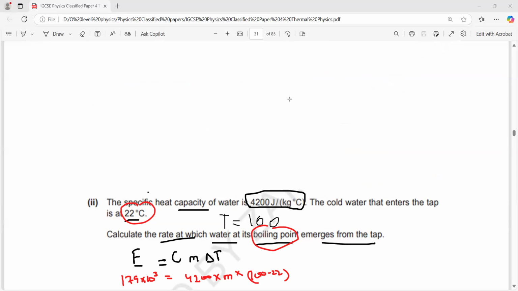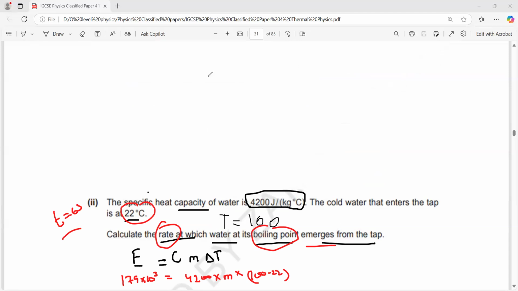And remember the time is 60 seconds because we want to find how much water will flow. Rate, whenever anything is rate, it should be divided by time. Rate is always something calculated with reference to time. So we want the rate at which the water emerges from the tap, like how much water is coming out every second, or what mass of water is coming out every second.